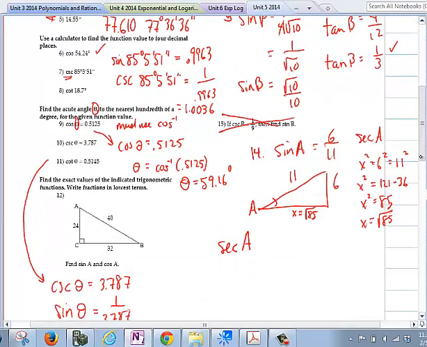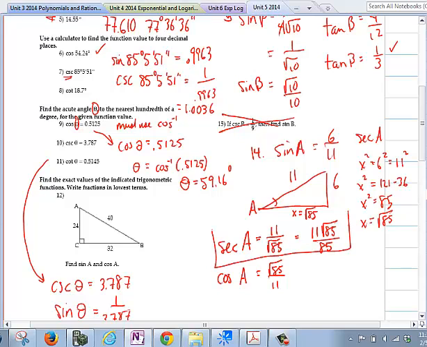First, I would consider finding the cosine of A. The cosine of angle A would be root 85 over 11, adjacent over hypotenuse. So the secant would equal 11 over root 85, but that's not an acceptable answer unless you rationalize it, which would be 11 root 85 over 85, and that would be your final answer.